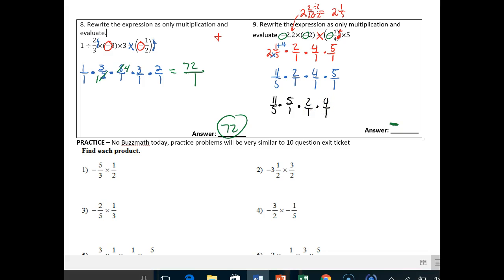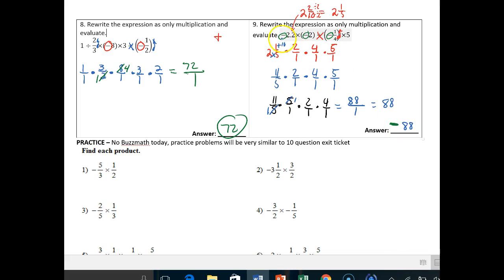Since I did that, now we can go ahead and cross cancel. 5 and 5 both become 1. Makes this problem a whole lot easier. 11 times 1 is 11. 11 times 2 is 22. And 22 times 4 is 88. And 1 times 1 times 1 is just nothing but 1. So I get 88. But my answer isn't 88, it's negative 88.